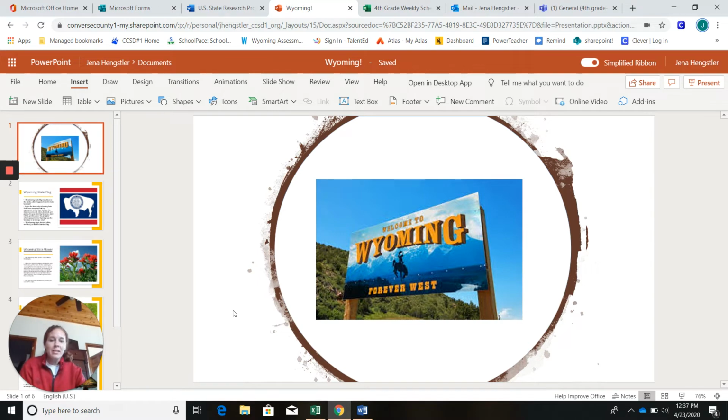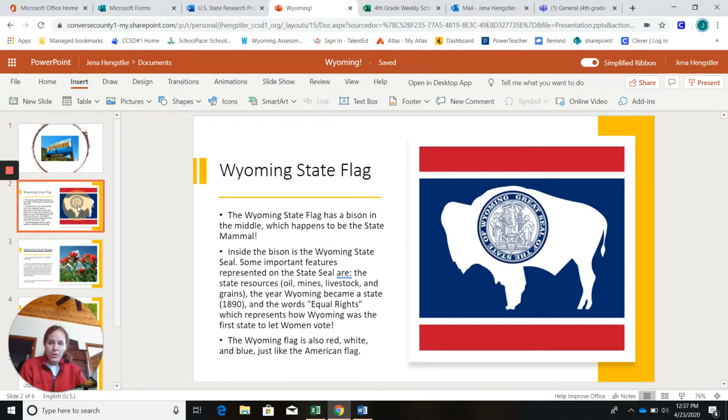So this would be my title slide. If you guys wanted to include more on your title slide, you totally can. You could put your name on there. You could even add a slide that says research question 1, state symbols, something like that. I'm just going to dive right in and show you. So here are the state symbols for Wyoming. What I want you to notice right away is that I have all the requirements.